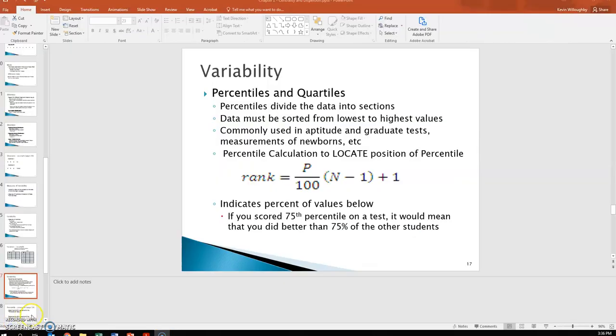Hello students, we will continue with the chapter 2 video by looking at the last part of this, looking at percentiles and quartiles as measures of variability.